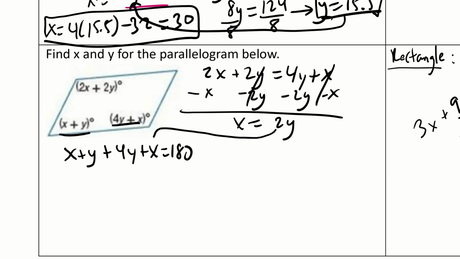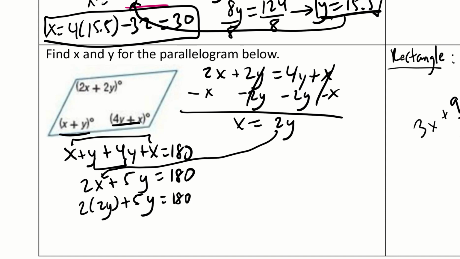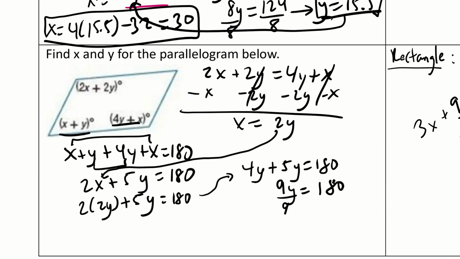Then I'm going to plug that in here. Well, before I do that, I'm going to combine my like terms here. So we got 2x plus 5y equals 180. Then I'm going to plug in x equals 2y into there. So we got 2 times 2y plus 5y equals 180. And then if I continue there, I get 4y plus 5y equals 180. We get 9y equals 180. Divide by 9. So y equals 20.